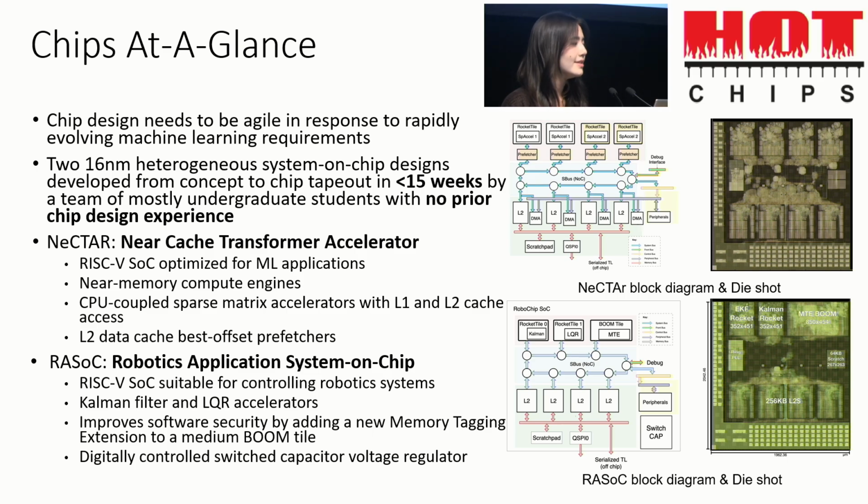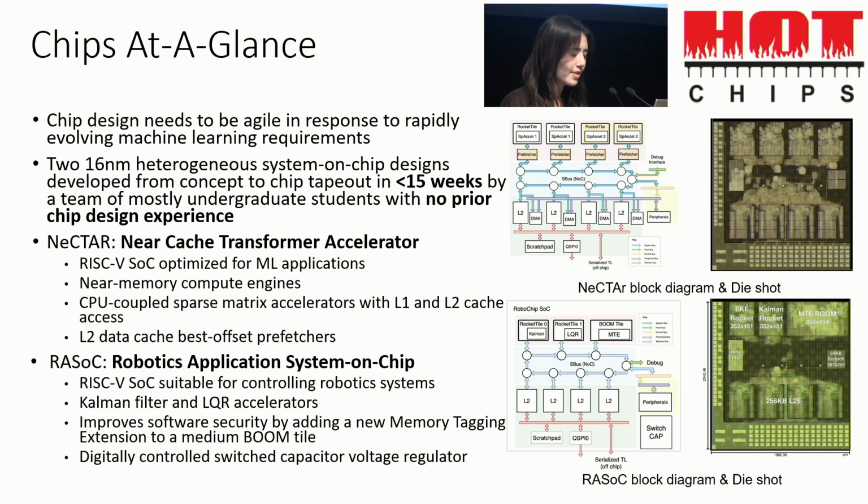Our first chip is Nectar, a near-cache transformer accelerator chip. Nectar accelerates ML workloads with a set of near-memory compute engines, CPU-coupled sparse matrix accelerators, and best offset prefetchers. We demonstrate Nectar by running a TinyLlama inference model with the prompt of telling bedtime stories.